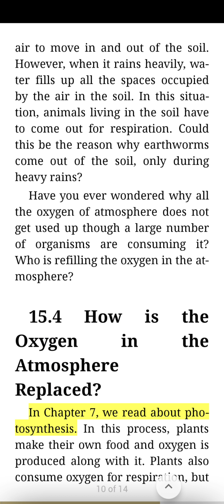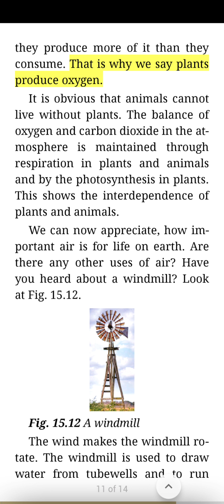In chapter 7, we read about photosynthesis. In this process, plants make their own food and oxygen is produced along with it. Plants also consume oxygen for respiration, but they produce more of it than they consume. That is why we say plants produce oxygen. It is obvious that animals cannot live without plants.